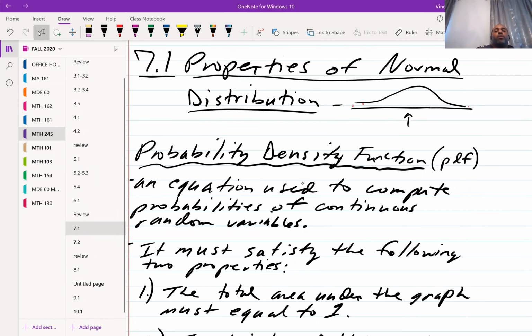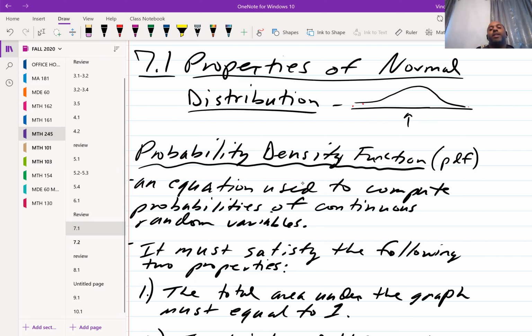All right, so 7.1 properties of normal distribution. Right here's, we talked about it previously, the shape of our normal distribution, the bell-shaped curve. We're going to talk about that in more detail in this section.